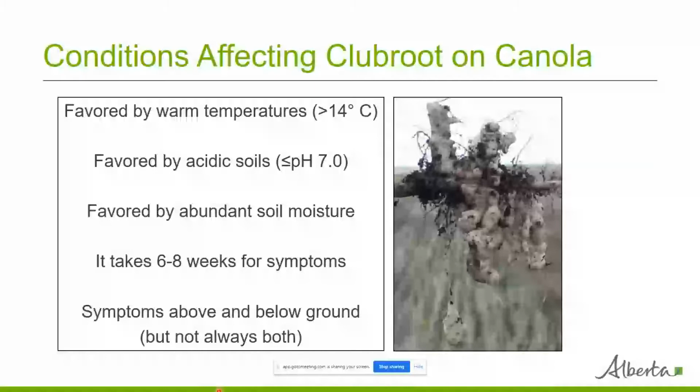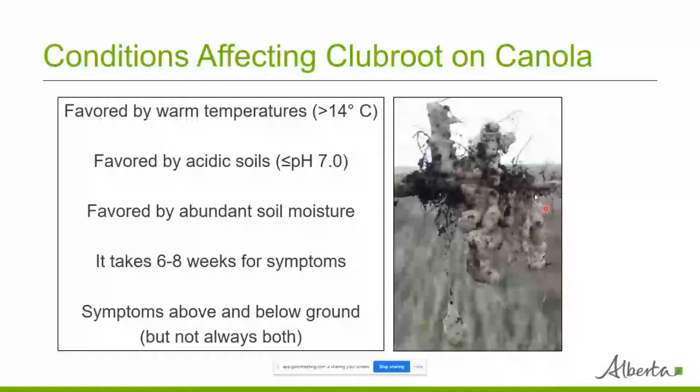And then warm temperatures. So we're talking about soil temperatures above 14 degrees Celsius. Acidic soils, so usually pH less than 7, favor the disease. It needs moisture for those swimming spores, and it needs about 6 to 8 weeks of infection or incubation time before we start to see symptoms. You can see symptoms below ground in the form of these root galls that I'm showing in this photograph here on the right, but sometimes you can see above ground symptoms as well.